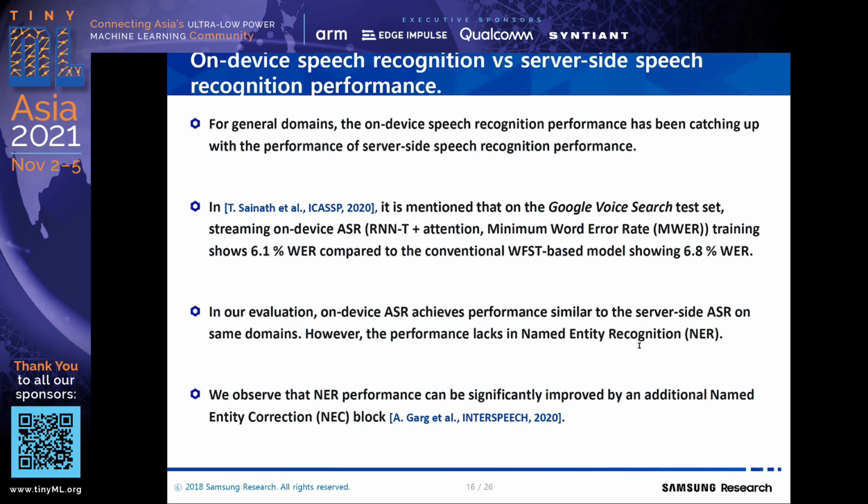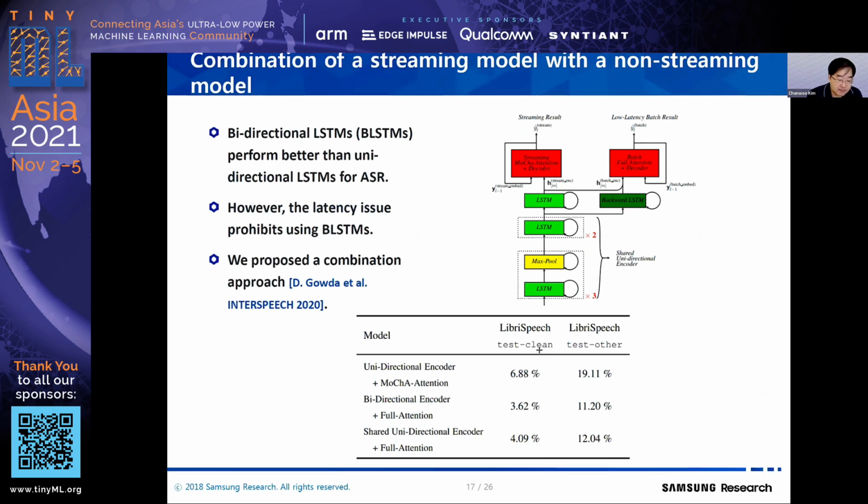So for general open domains like dictation, our on-device speech recognition system is on par with the conventional WFST-based approach, but for named entity recognition, the performance is somewhat behind. To handle this problem, we try to improve our on-device speech recognition system. In this slide, we show a hybrid causal and non-causal combination approach, and in our commercialized ASR system, we employed this technique.